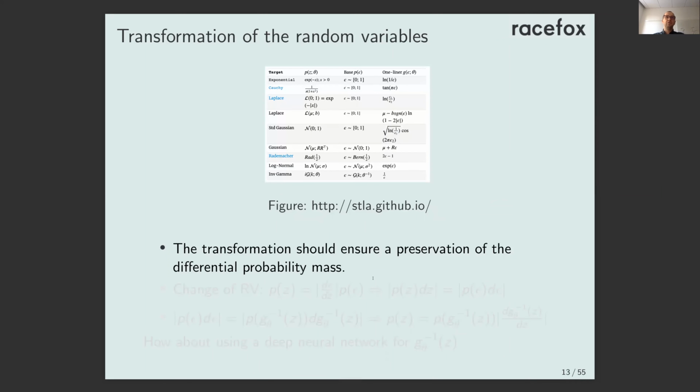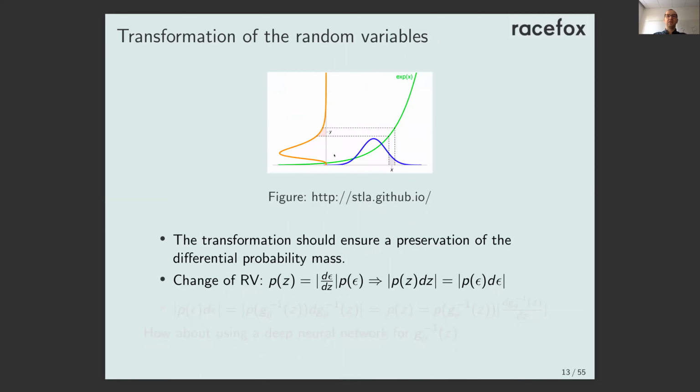And if you want to look for different reparameterizations, it really depends on what kind of distribution you are using. But what is important to keep in mind is that the transformations should ensure a preservation of the differentiable probability mass. And what I mean by that is that once you have a change of variable of a random variable, you should make sure that its distribution integrates to one. And what I mean by that is that if I have a change of a random variable likelihood, if it is shrinking, if it is expanding in domain, in order to keep the probability mass, which is the surface, the area under the curve here, it should be pushed down.